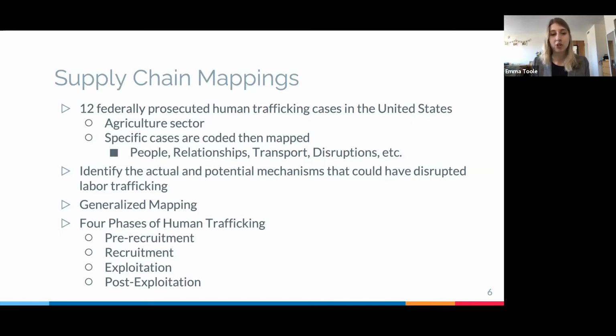So today I'm going to be walking you through a generalized case mapping because obviously I'm mapping these 12 federally prosecuted cases, but we really want to analyze what I have been seeing overall within all of the cases. What are some of the commonalities? What are some of the things that are common across all of the cases that we can investigate further? And I'm going to be walking you through that today.